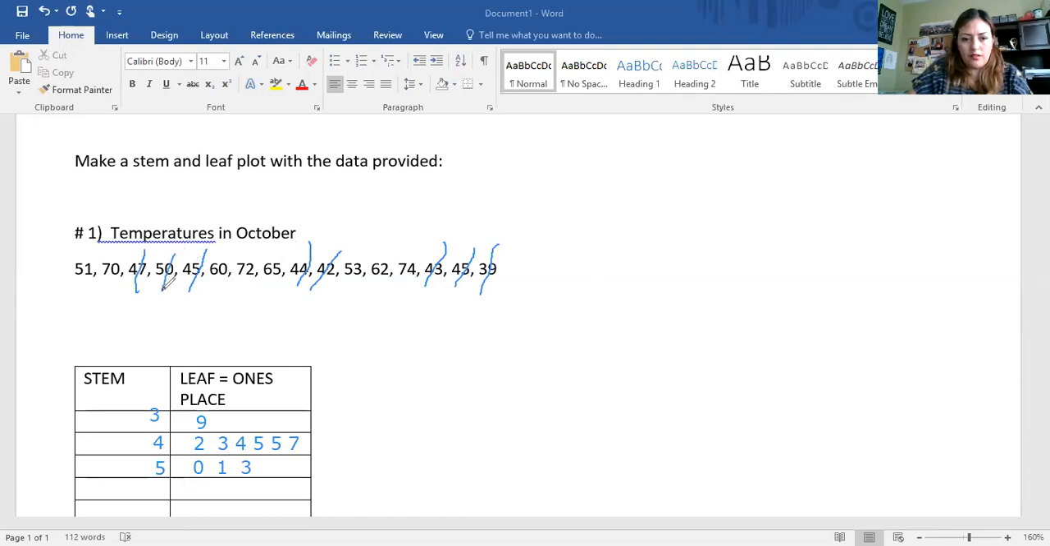So I already took care of the 50. Let me cross it out. I took care of the 51. Let me cross it out. I took care of the 53. I crossed it out. Now let me see, do I have 60s? So I do notice that I have 60s. I'm going to write them down because that's how it works better for me. But like I said, if you don't want to write them down and you want to start plugging them into your stem and leaf plot, you can do that as well.